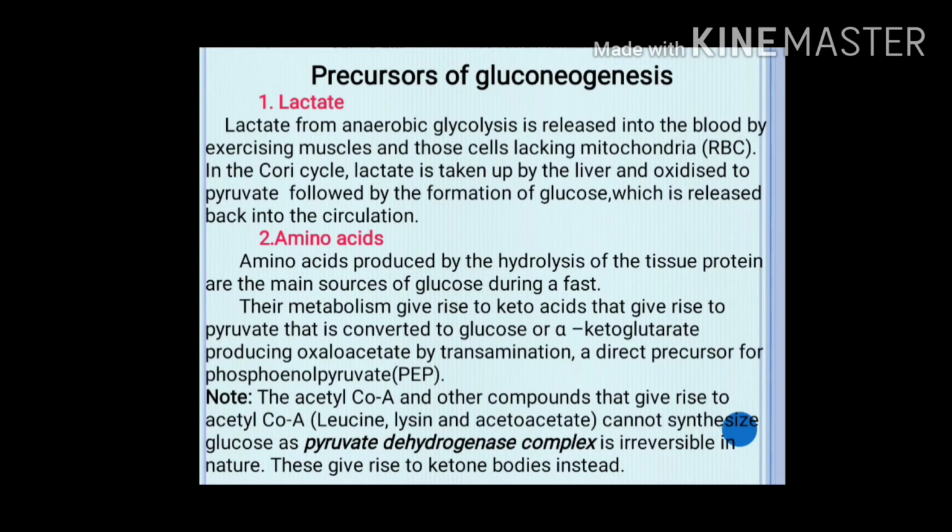So the conclusion is that lactate, which is produced from pyruvate in anaerobic glycolysis, is taken up by the liver and converted into pyruvate in the Cori cycle. Pyruvate then forms glucose, which is released back into the circulation. Amino acids, which are produced from proteins, give rise to keto acids that in turn give rise to pyruvate or alpha ketoglutarate. Pyruvate is converted into glucose by gluconeogenesis, or alpha ketoglutarate, an intermediate of the TCA cycle, is converted into oxaloacetate by a transamination reaction. This oxaloacetate is then finally converted into phosphoenolpyruvate.